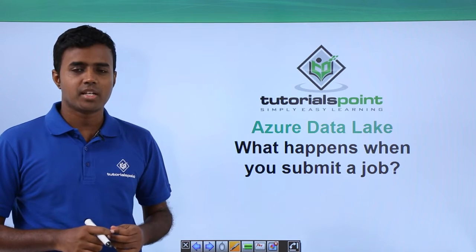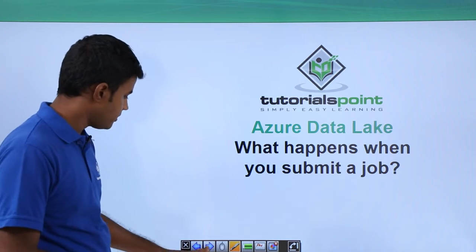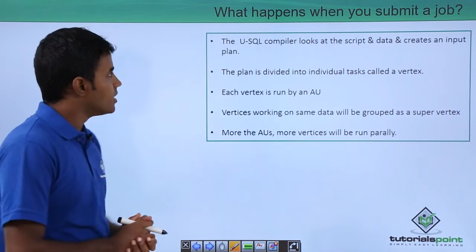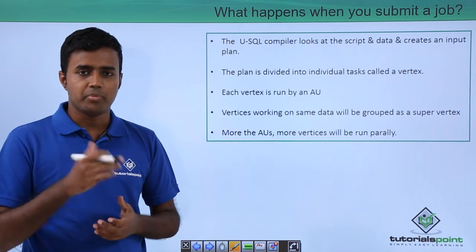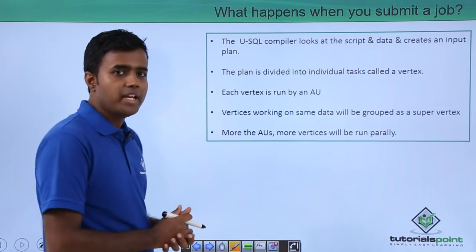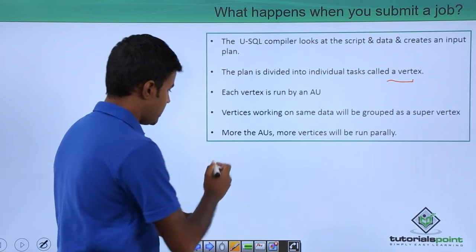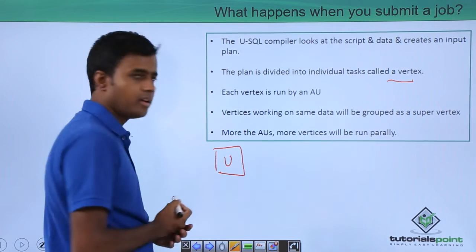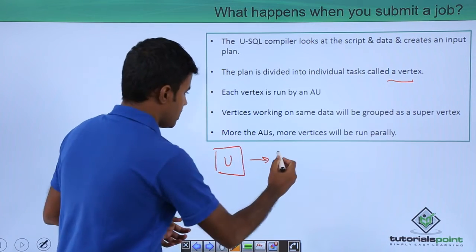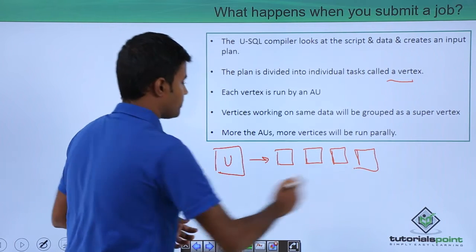In this video, we will discuss what really happens when you submit a new SQL job. When you submit a new SQL job, the U-SQL compiler takes a look at the script and creates an input plan. So the input plan will divide the job into individual units called vertices. For example, you submit a new SQL job and it creates an input plan which basically divides your job into vertices. So suppose my job is divided into 4 vertices.